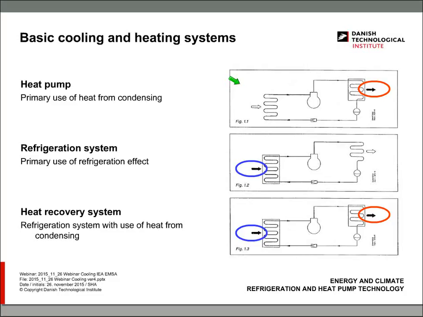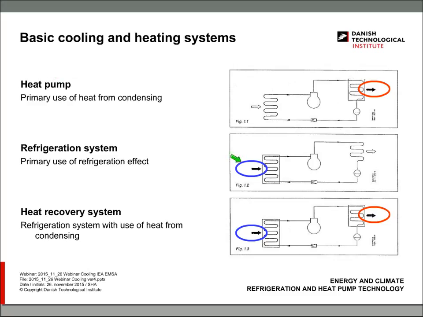But you can say the same kind of system can be used both for cooling and heating. So what we find here in the illustration to the right is exactly the same system in 3 versions. If you take the condenser side, and it is the heat from the condenser that you actually want to produce with the system, then we call it a heat pump.